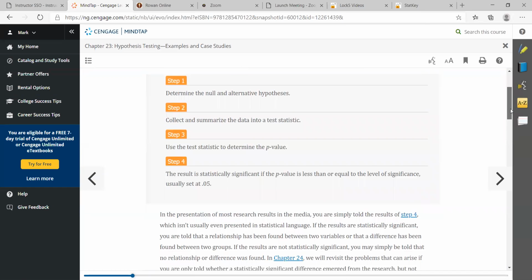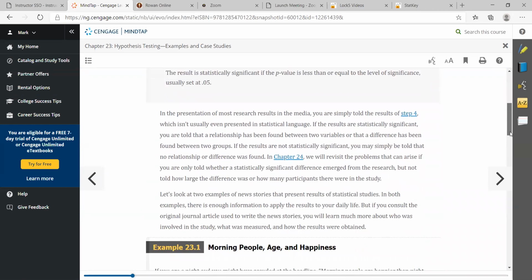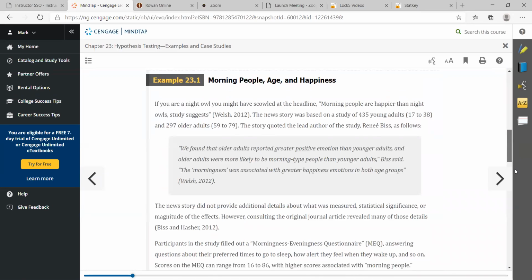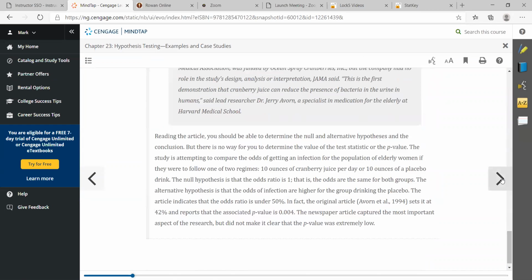Shows you the steps once again of how to do this. Now, one thing they do mention in step 3 here is determining a p-value. So again, I did not talk about that. So let me show you where that is in this chapter.